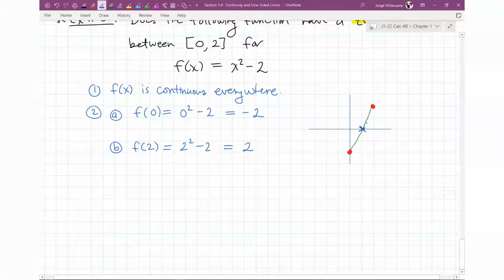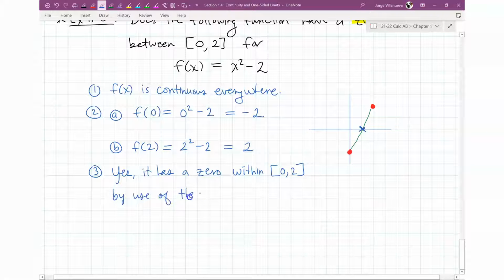Okay? So does the following function have a 0 between 0 and 2? Yes, it does. Right? So I'm just going to put right here, yes, it has a 0 within 0 to 2. And that's because of the intermediate value theorem. And actually, I should mention it. Anytime you use the IVT, you have to mention it. So, by use of the IVT. So the intermediate value theorem helps me to guarantee that there is going to be a 0 right there. Any questions on this one?